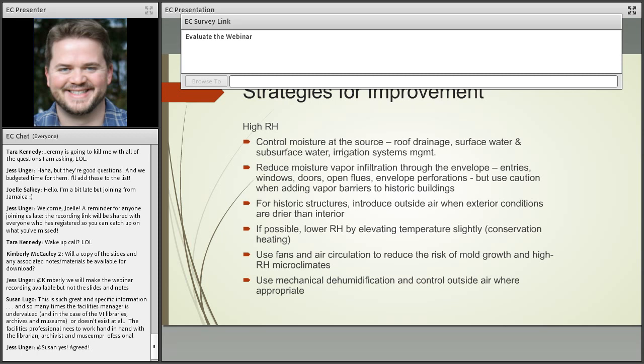So we had a few questions come in, and we'll start off with one from Tara Kennedy, who was wondering if building occupancy matters in terms of the moisture load. So do more people affect the moisture load or just the thermal load?